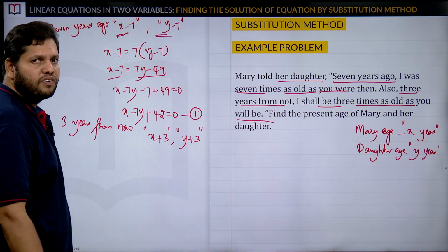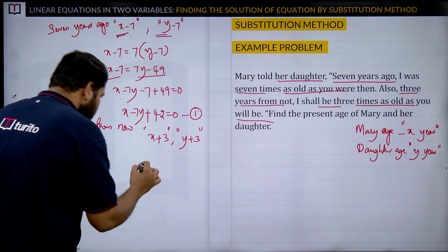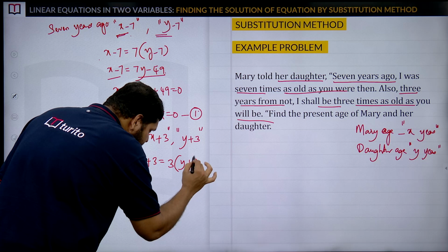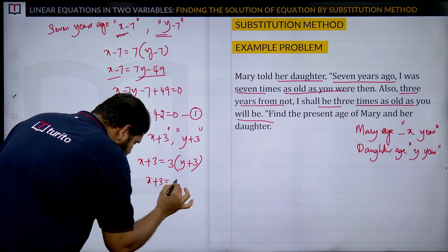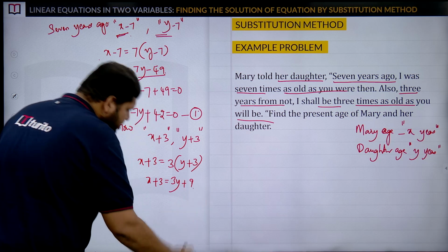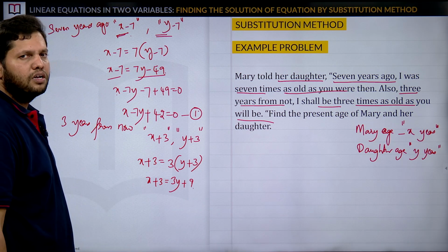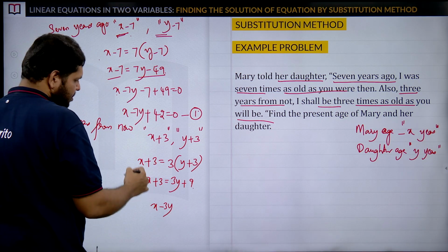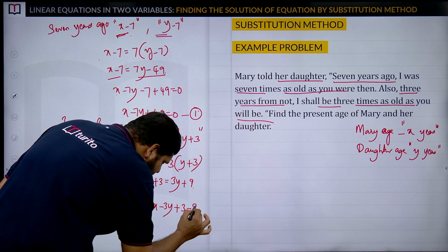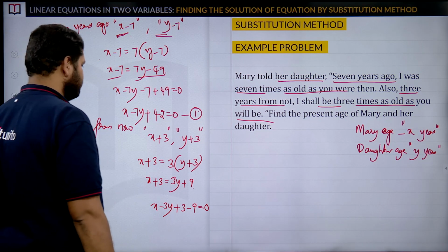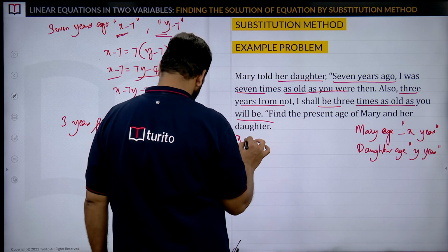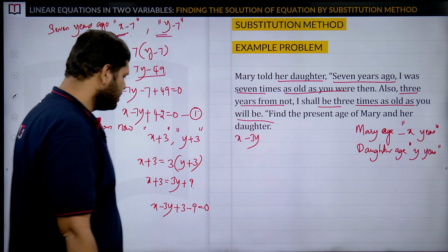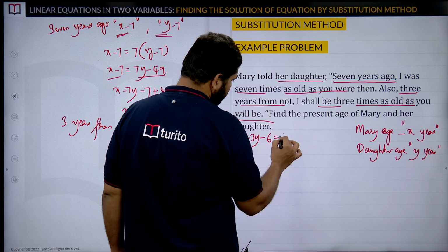That means the mother's age is 3 times the daughter's age. So we can write x plus 3 is equal to 3 times y plus 3. So this is x plus 3, and this is 3y plus 9. Okay children, now bring the variables to one side. x minus 3y, plus 3 minus 9 equal to 0. What is the value? This is minus 6 equal to 0.